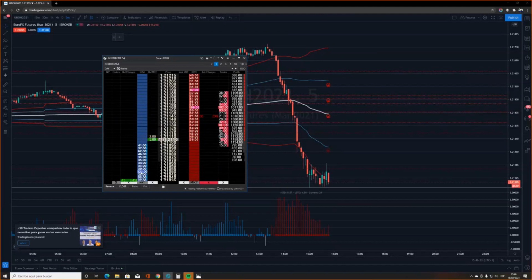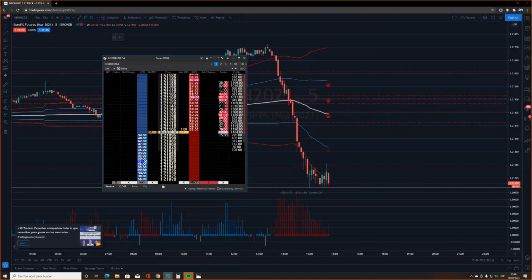Okay, nothing else moves the market, just this. That's it. The actions of the traders are what move the market. And now let me show you how we can use this information.